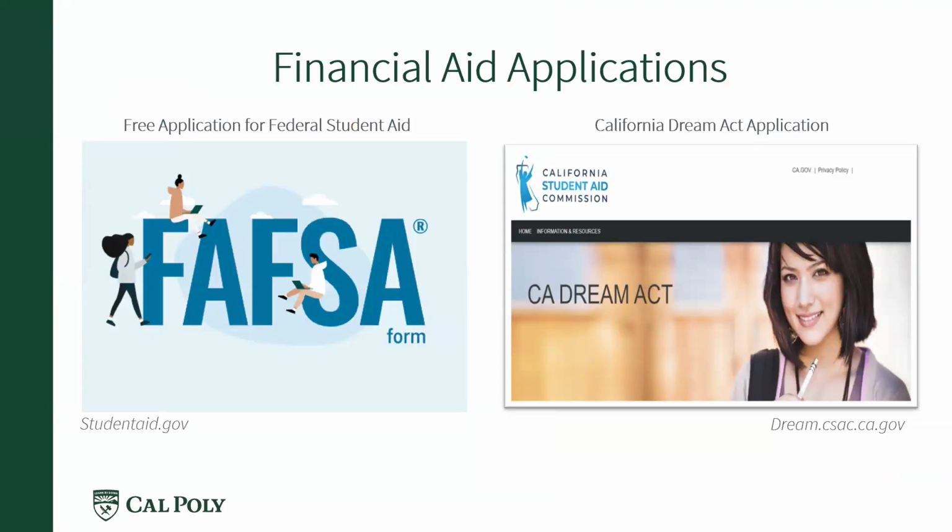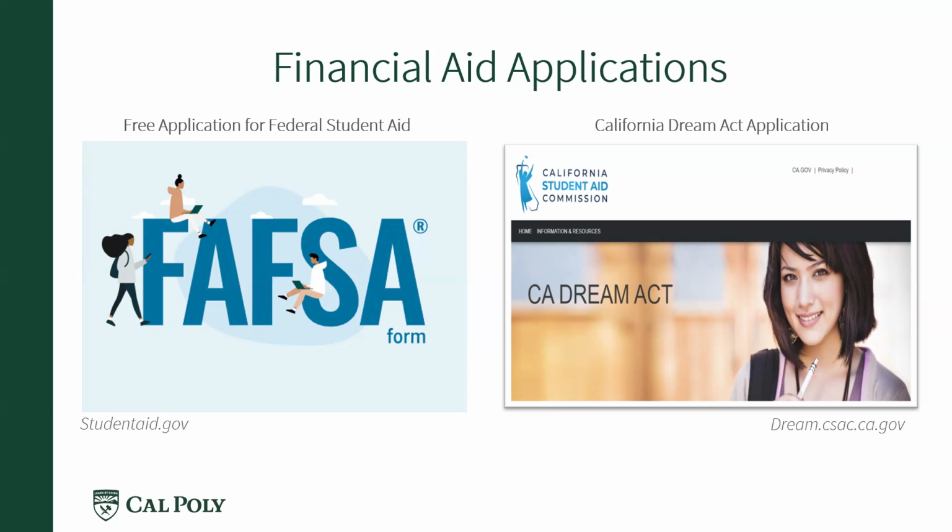The first is the Free Application for Federal Student Aid, or FAFSA, which is available to U.S. citizens, permanent residents, and eligible non-citizens. With FAFSA, students will be reviewed for federal, state, and institutional financial aid.